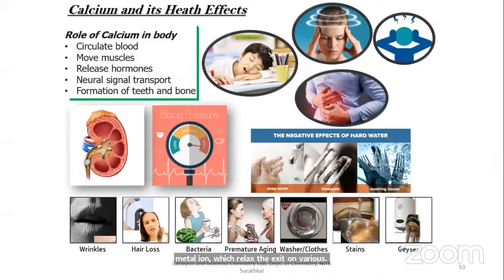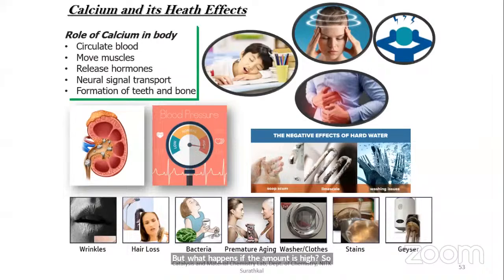And what is the use of calcium? Now, why is calcium important, and why do we need to monitor calcium? The role of calcium in the blood is to circulate the blood, move muscles, and release hormones in signal transport, and in the formation of teeth and bone. But what happens if the amount is high?